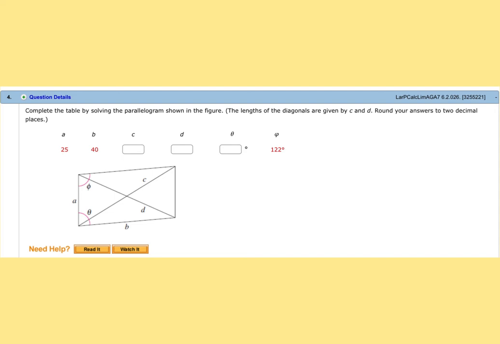So this is question 4, like the values are obviously going to change, but it says complete the table by solving the parallelogram shown in the figure. The lengths of the diagonals are given by C and D, so every single year somebody thinks that this is C because it looks like it's placed in the middle of that, but the directions tell you that C is the whole diagonal, okay? And then D is this whole diagonal. So even though it looks like it's only on half of it, it is the whole thing. It says round your answers, but you need to know your properties of parallelograms. So what do we know about parallelograms? What do you remember about them?